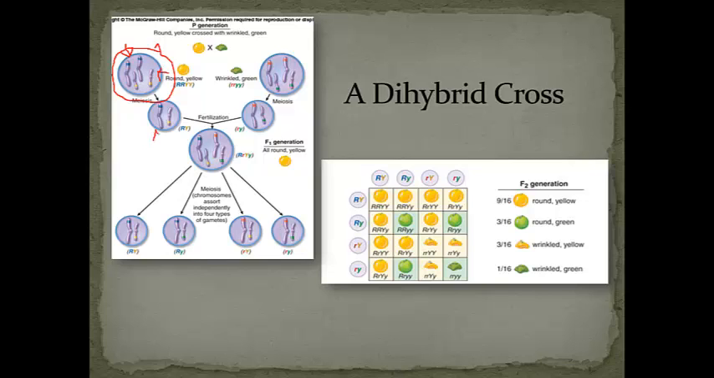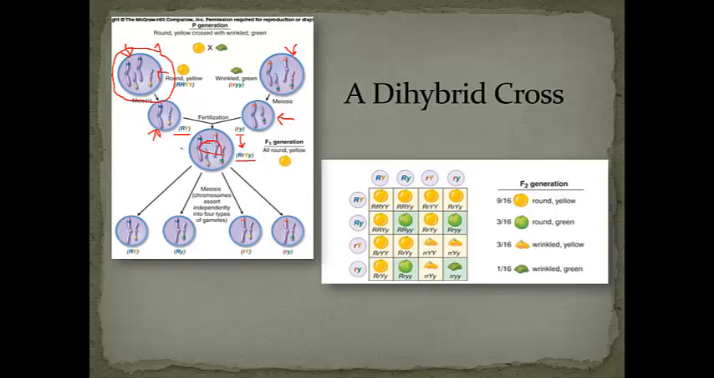So our gametes can be nothing but round and yellow. Our other individual has both recessive traits, wrinkled and green, and is homozygous for both. So our gametes can be nothing but wrinkled and green. Now, our offspring is going to be round and yellow because the wrinkled and green are recessive. So here's our round yellow.